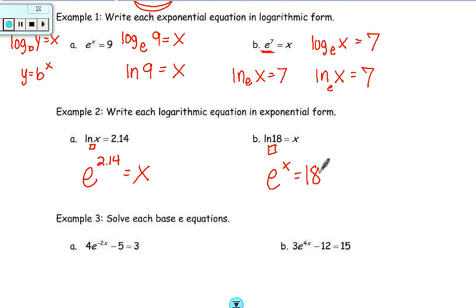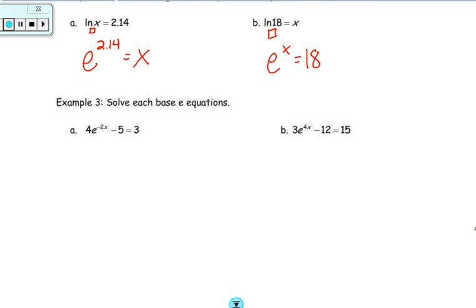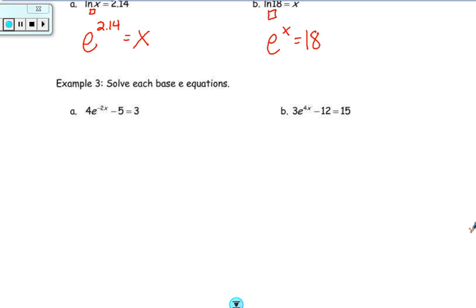All right, so let's just go ahead and solve some basic equations involving e's. Just like any other equation, you're trying to solve for x, you need to move everything to the other side and try and get x by itself. So the first thing I'm going to do is add 5. So 4e to the negative 2x equals 8. Well, I need to get that e to the x part by itself, so I'm going to divide by 4. e to the negative 2x equals 2.